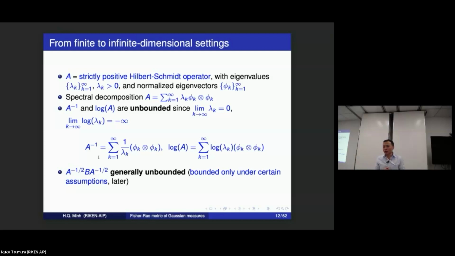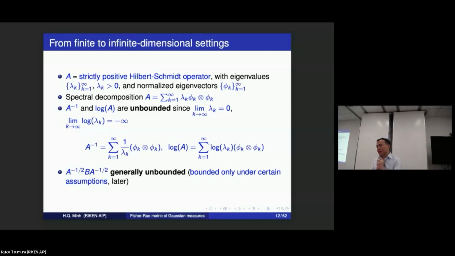Now let's consider the generalization of the affine-invariant Riemannian metric from the set of SPD matrices to the infinite dimensional setting. Let's suppose that A is a strictly positive Hilbert-Schmidt operator. So we have a set of eigenvalues, all greater than 0, and a spectral decomposition given by this formula here, analogous to the singular value decomposition in finite dimensions.